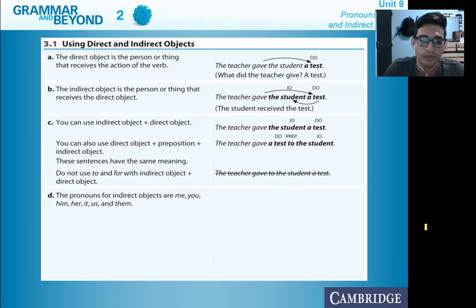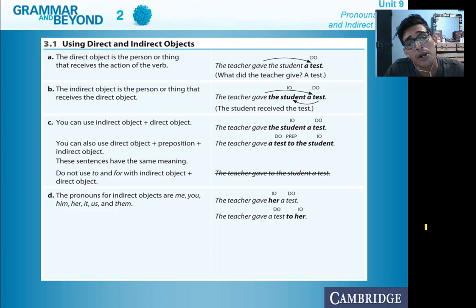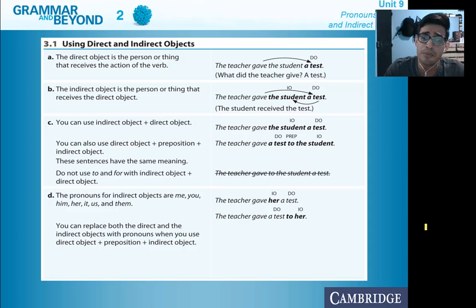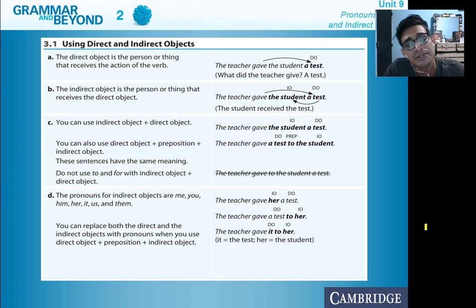Never ever. The pronouns for indirect objects are me, you, him, her, it, us, and them. The teacher gave her a test. Okay. The teacher gave a test to her. You can replace both the direct and the indirect objects with pronouns when you use direct object plus preposition plus indirect object. For example, the teacher gave it to her. It refers to the test, and her refers to the student.